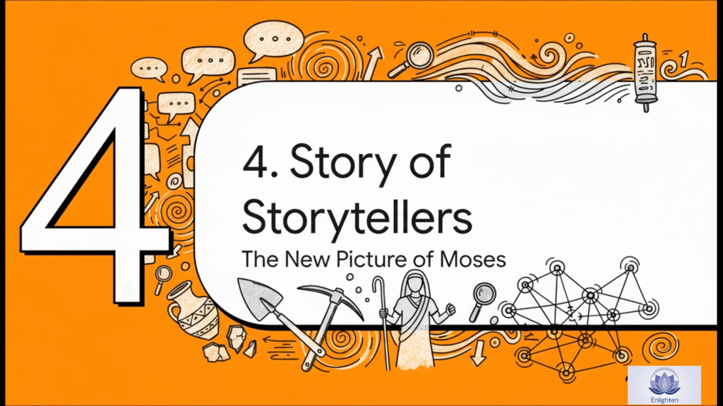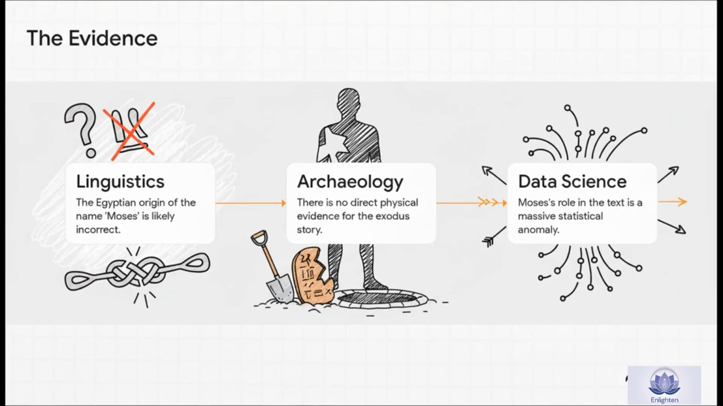So, what on earth does all of this mean when you put it all together? You've got the linguistics, the archaeology, and the data science, and they all seem to be pointing in the same direction, painting a brand new picture of who, or maybe what, Moses really is. Let's just do a quick recap. 1. The linguistic link tying his name to Egypt is probably not correct. 2. The archaeological record is silent. There's no direct physical evidence for his story. And 3. His role inside the text itself is a massive statistical anomaly. He's built into the story in a way that's fundamentally different from every other character.